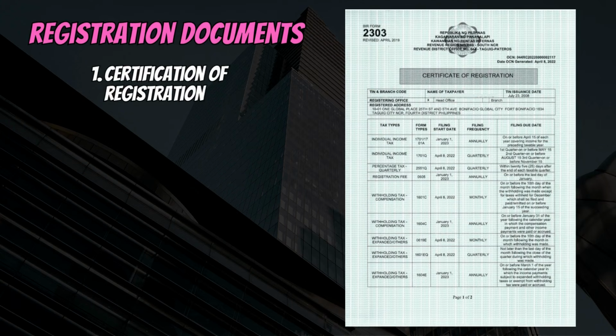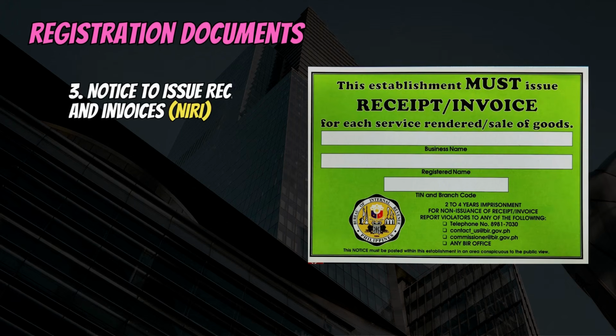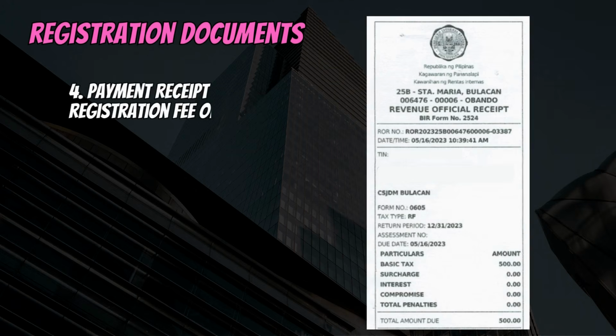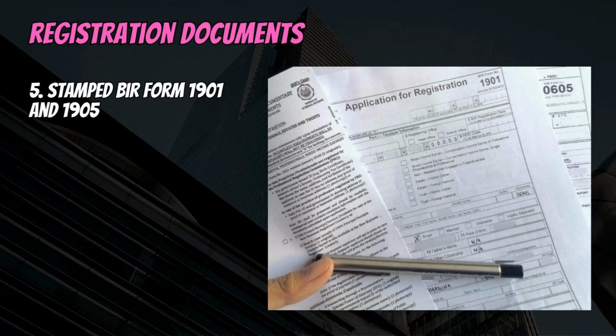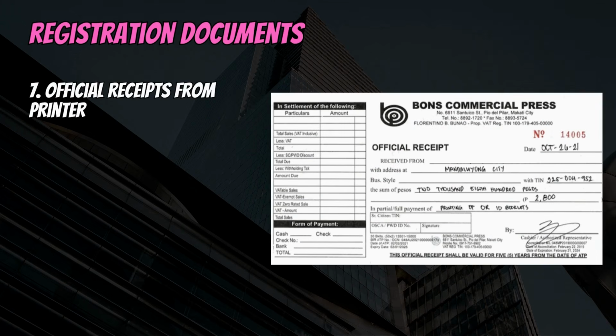For your guide, please secure all the relevant records stated below as proof of your registration. The first one is the BIR registration certificate or the BIR Form 2303. The second one is the stamped books of accounts, the cash receipt and the cash disbursement. The third one is the so-called NORI, which is the notice to issue receipts and invoices. The next one is the receipt for the registration fee paid. Fifth are the stamped BIR Forms 1901 and 1905. The sixth is the authority to print. The last one is the OR of ordered booklets.